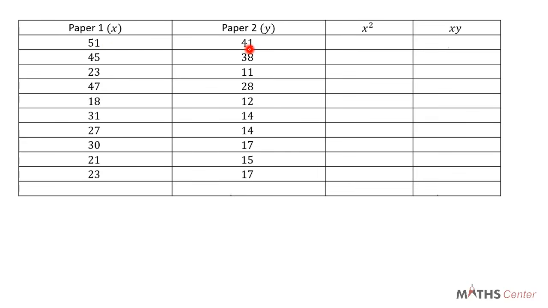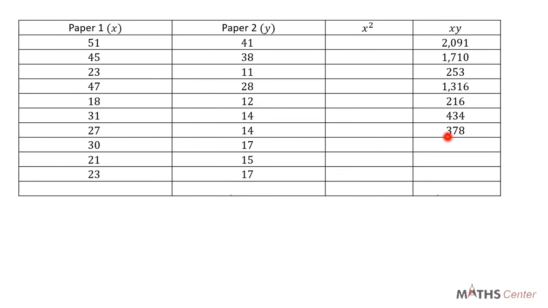51 times 41 gives 2091. 45 times 38 gives 1710. 21 times 11 is 253. 47 times 28 is 1316. 18 times 12 is 216. 31 times 14 is 434.